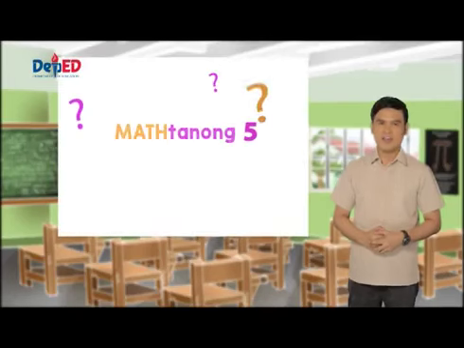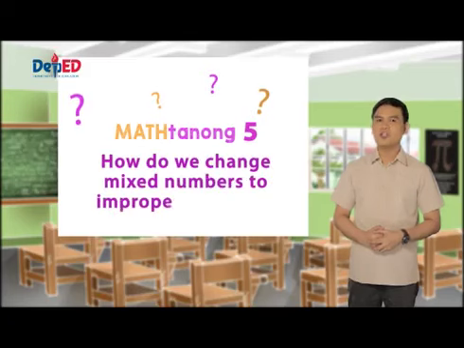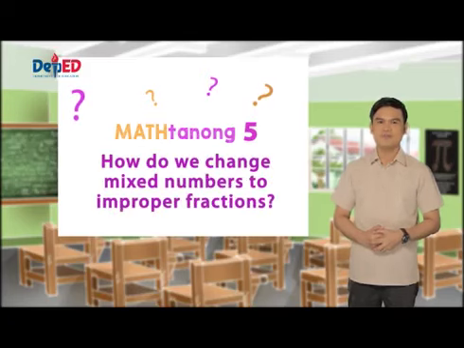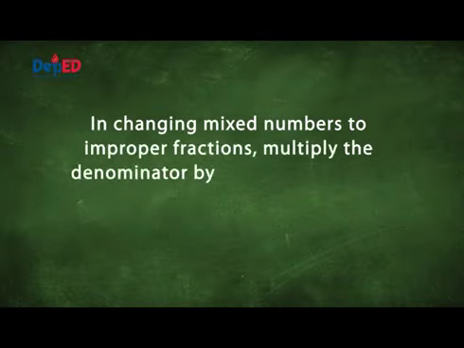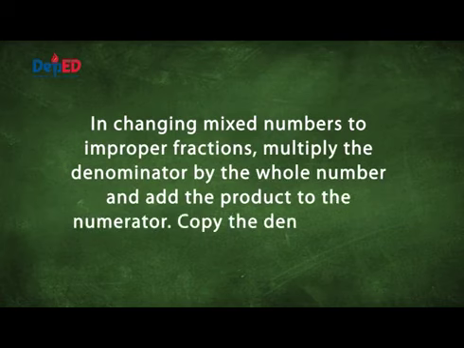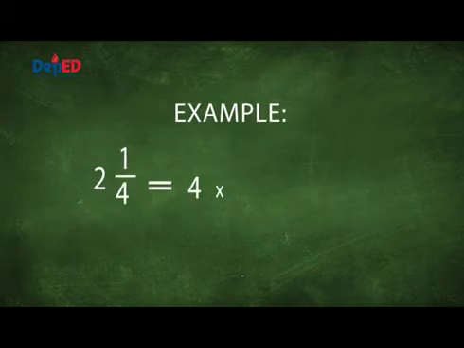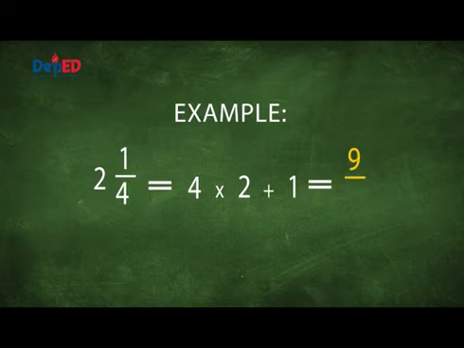Math Tanong number 5. How do we change mixed number to improper fraction? In changing mixed number to improper fraction, multiply the denominator by the whole number and add the product to the numerator. Copy the denominator. For example, 2 1/4. 4 times 2 plus 1 equals 9. 9 as numerator and copy the denominator 4. Therefore, 2 1/4 is equal to 9/4.